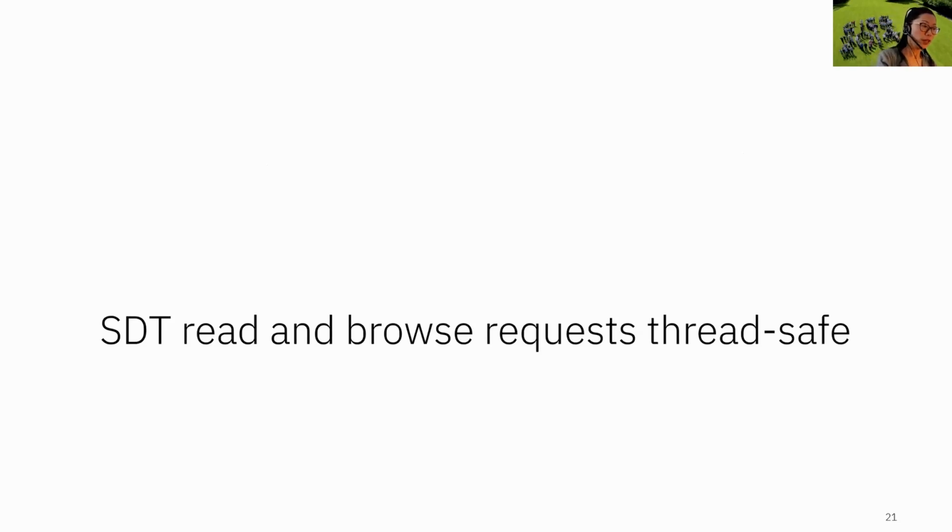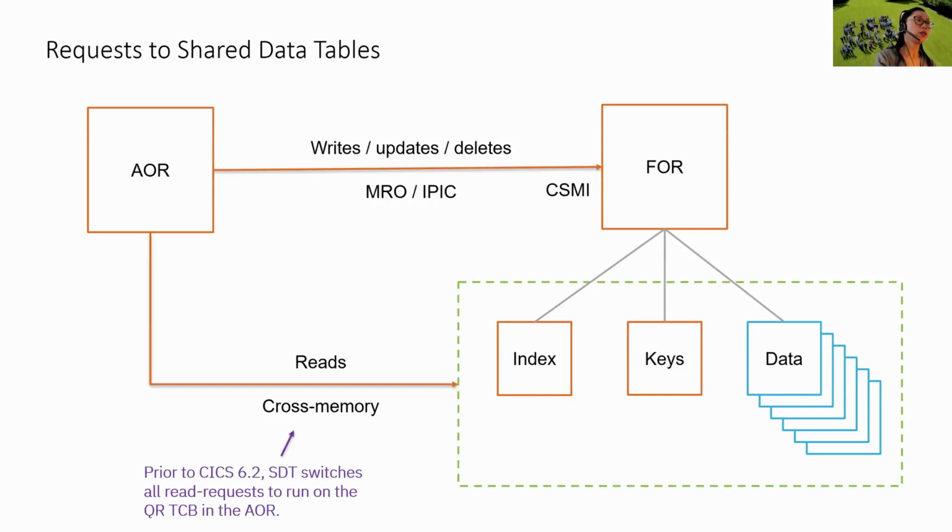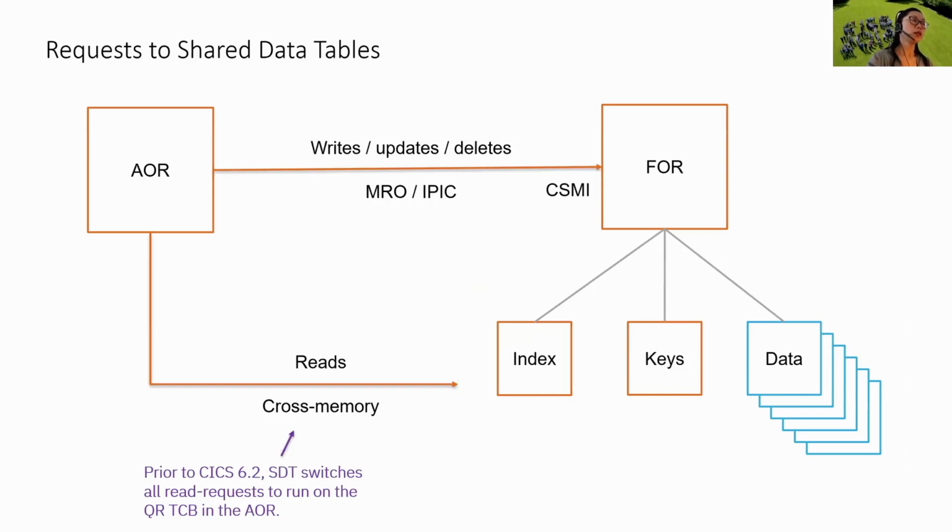The next section is about SDT, shared data tables. Shared data tables is a function in CICS where you can configure a file as a shared data table. Then when a request to read a file, for example, write file update, is issued on an AOR, and that file is hosted on the FOR.